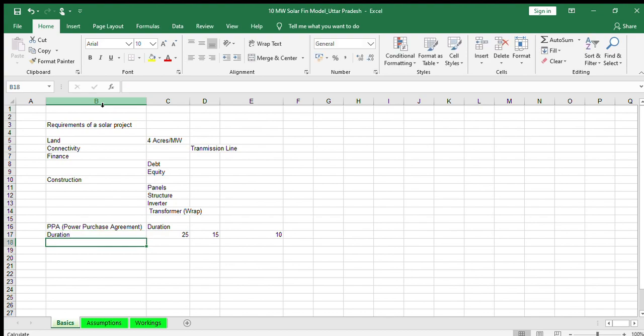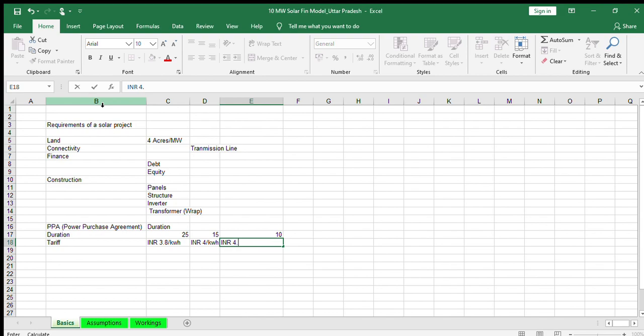Second is your tariff. At what tariff are you signing? You can be signing at 3.8 INR per unit. It could be, for 15 years, INR 3.8 per unit. It could be something like 4 rupees per unit. For 10 years it could be 4.5 per unit, whatever.